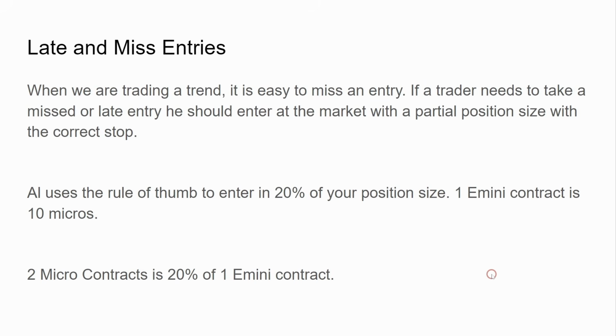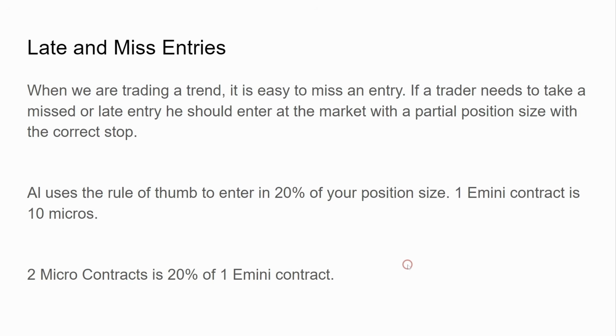Late and missed entries. When we are trading a trend, it is easy to miss an entry. If a trader needs to take a missed or late entry, he should enter at the market with partial position size while using the correct stop. Al uses a rule of thumb to enter with 20% of your position size. 1 E-mini contract is 10 micros. 2 micro contracts is 20% of 1 E-mini contract.